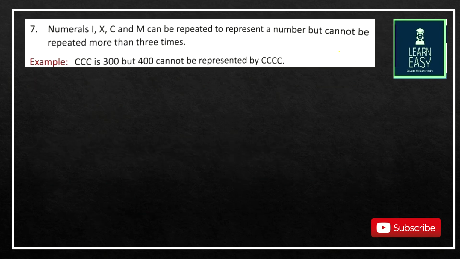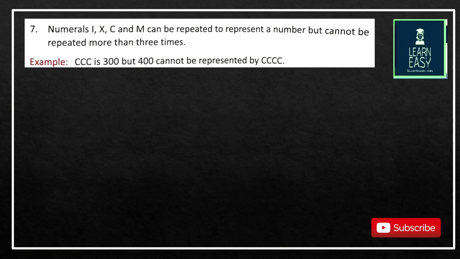Coming to the seventh rule, numerals I, X, C and M can be repeated to represent a number but cannot be repeated more than 3 times, right? So example, CCC is 300 but 400 cannot be written that way. This is something very important.